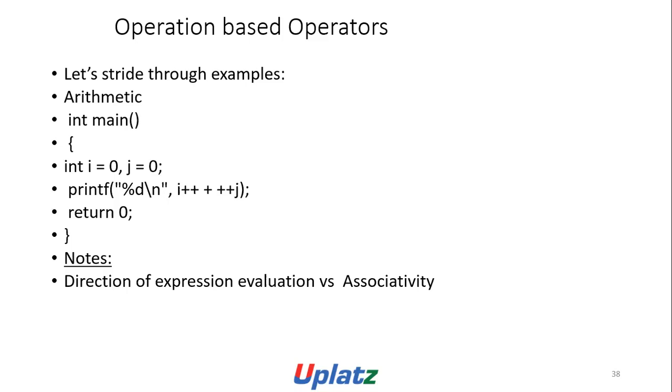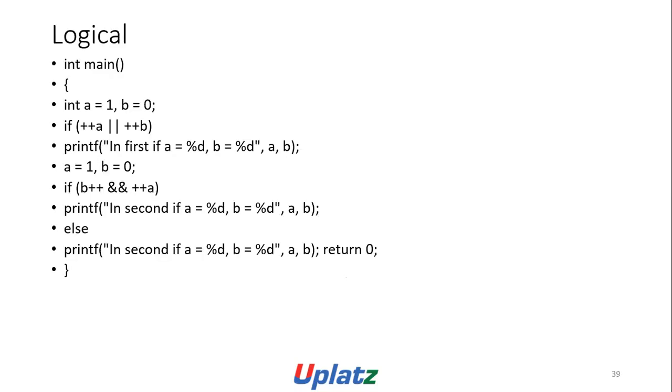Operations based on operators, let's go straight through the examples. Arithmetic: int main, int i = 0, j = 0; printf("%d\n", i++ + j++); return 0. Note the directions of expressions: evaluation versus associativity.